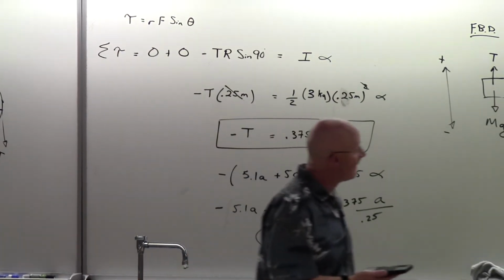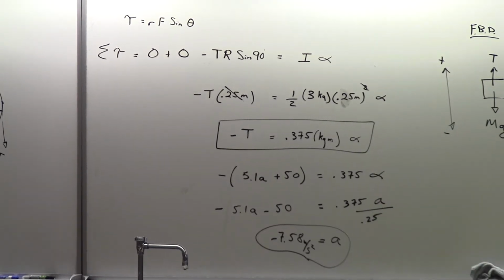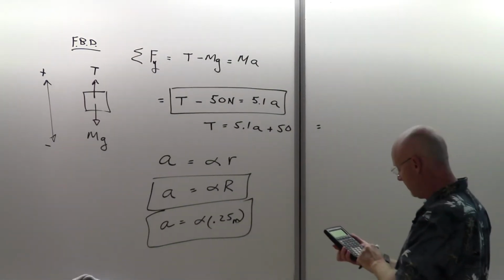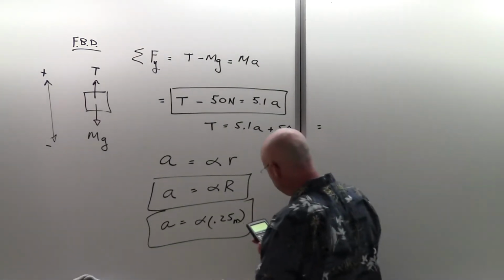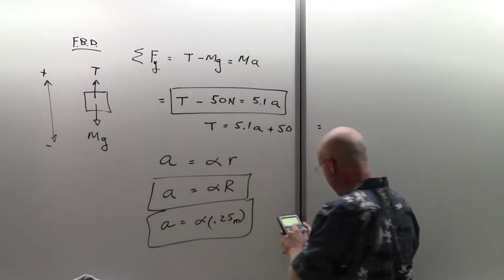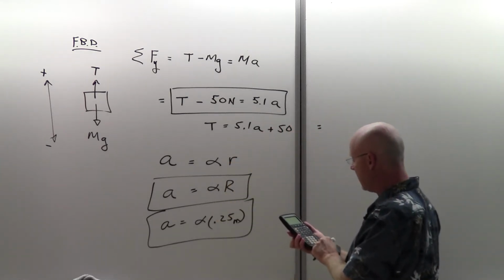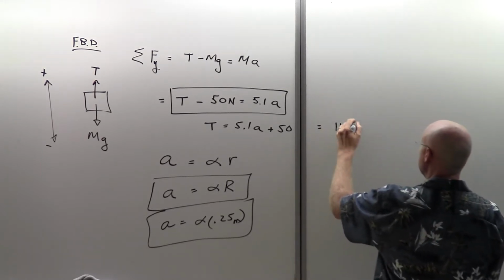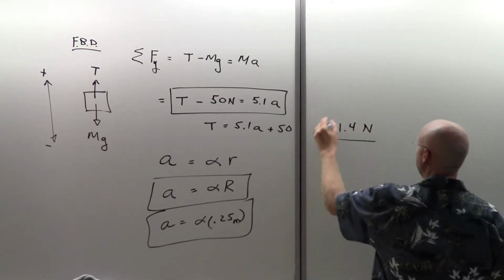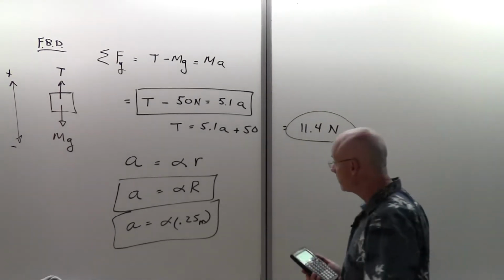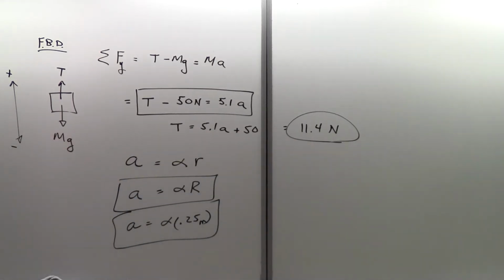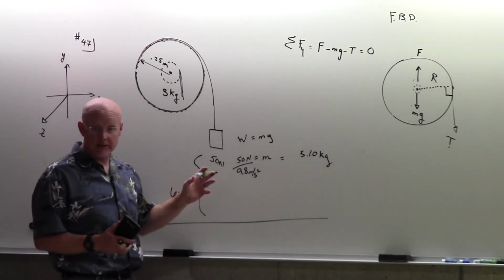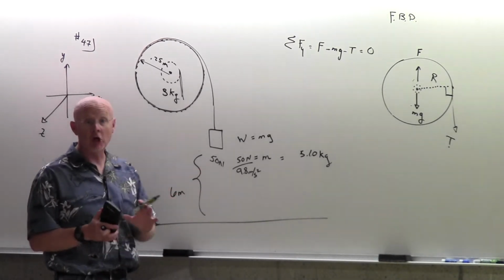I'll get the tension right here, because the tension is the 5.1 times that negative 7.58, and then add to that a 50, and I get a tension of 11.4 newtons for the tension. In fact, that brings us all the way back to what we said at the very beginning. Does the tension equal the weight? No, not even close.